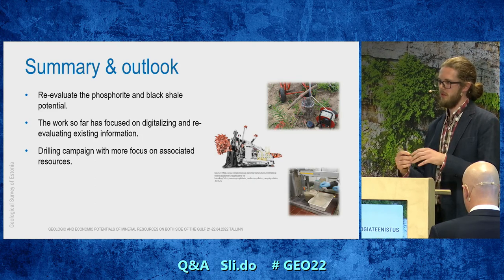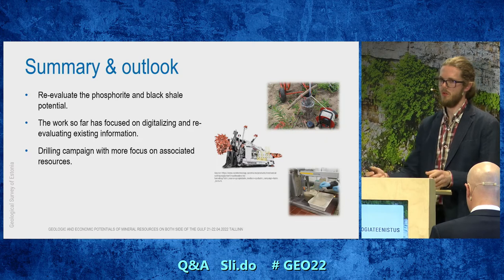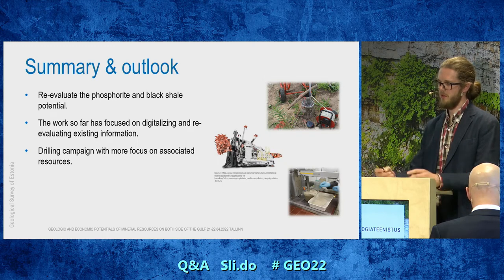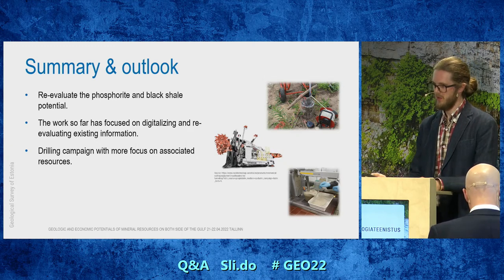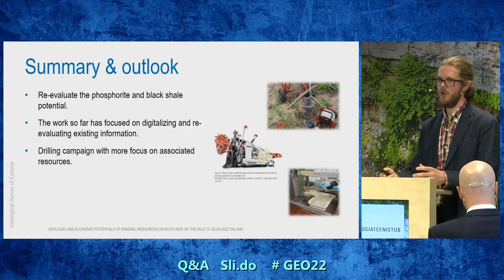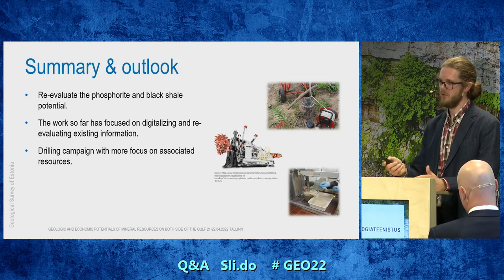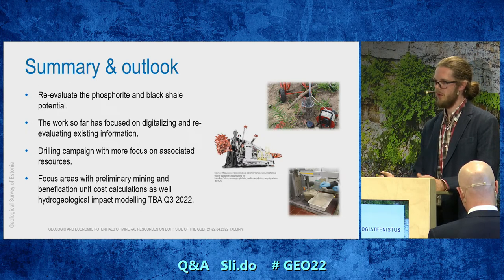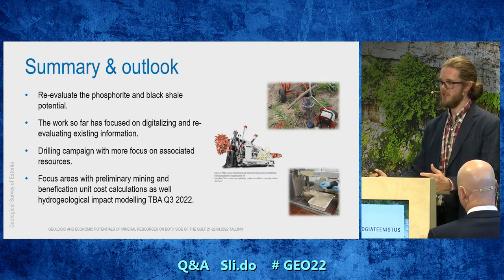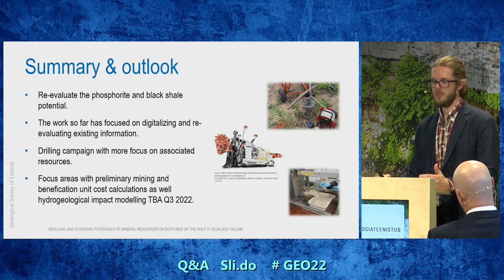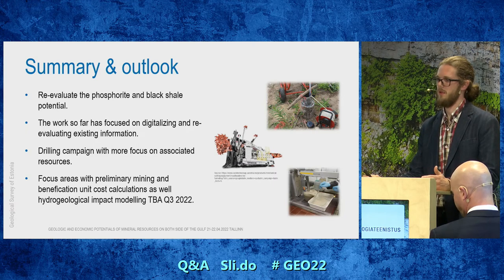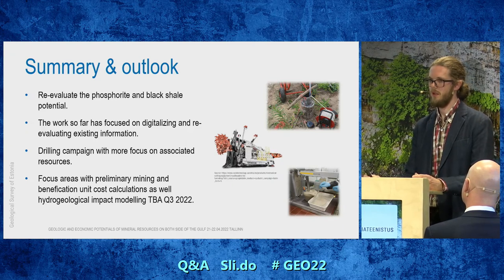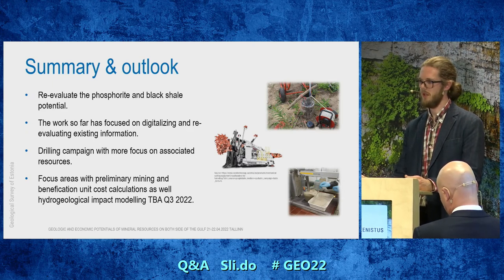So we talked about black shale, but we have also evaluated the geochemical composition of the glauconitic sandstone, because geologically we already know a lot about phosphorite, but we need to know more about the technologies and mining. So the next report that we will publish will tell about the new focus areas, also about beneficiation, unit cost calculations, and hydrogeological modeling, which is a really important aspect.